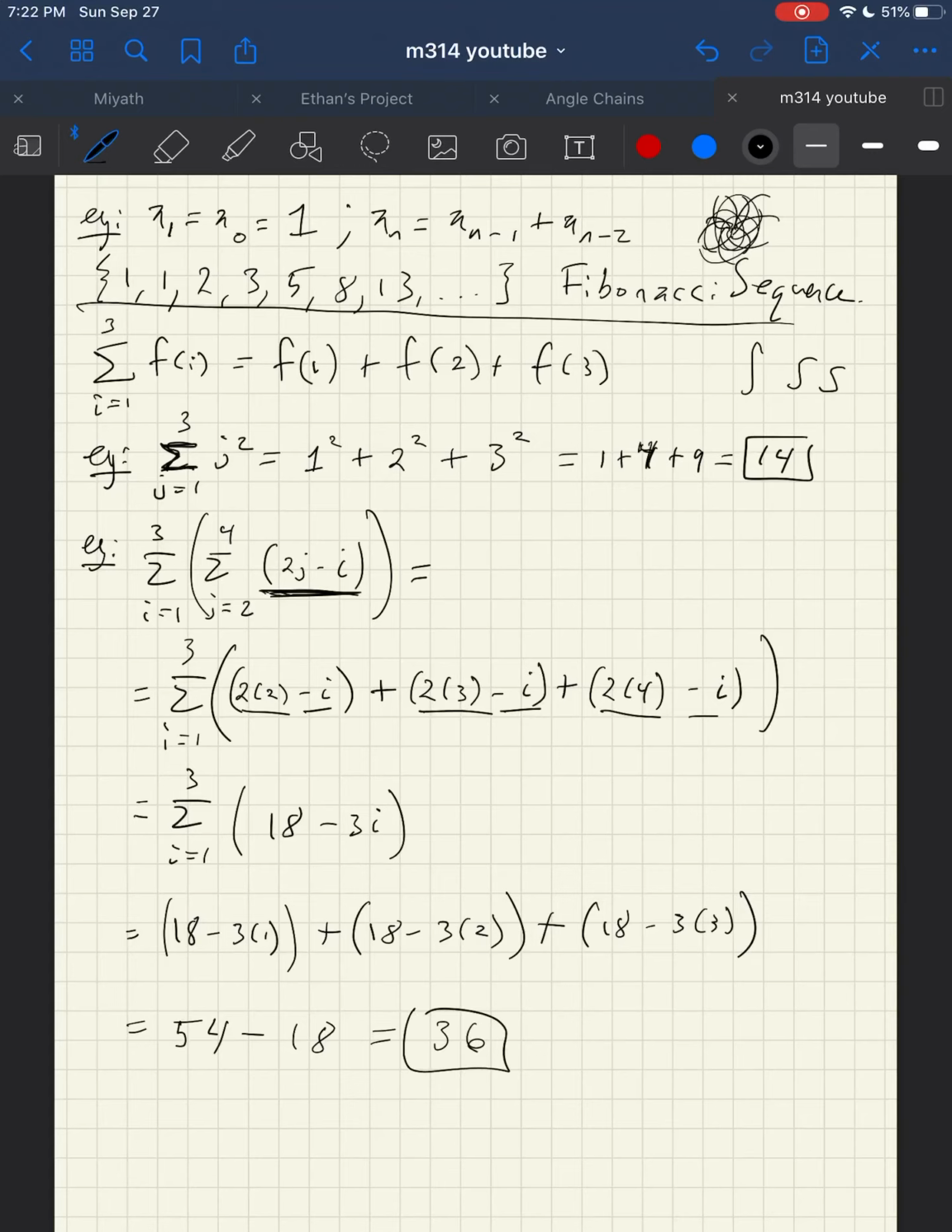Anyway, you might want to rewatch this, look up double sums or summation notation, and rewatch this last little exercise example.